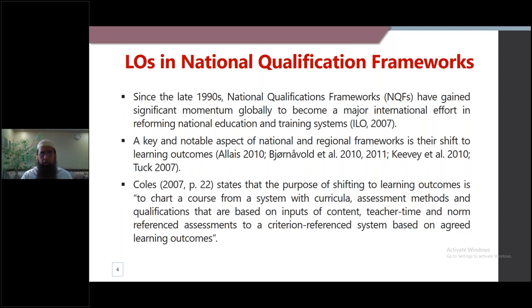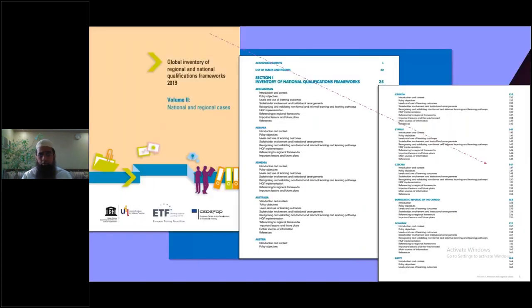This is a very nice resource by CEDEFOP, a 2019 UNESCO and other collaborative work. It shows about 100 plus countries, all of them mandating a learning outcome based education system. All of these are qualification frameworks based on outcomes. This is an excellent resource, with a lot of mandates happening after 2018. That's just amazing in all of these developing countries.